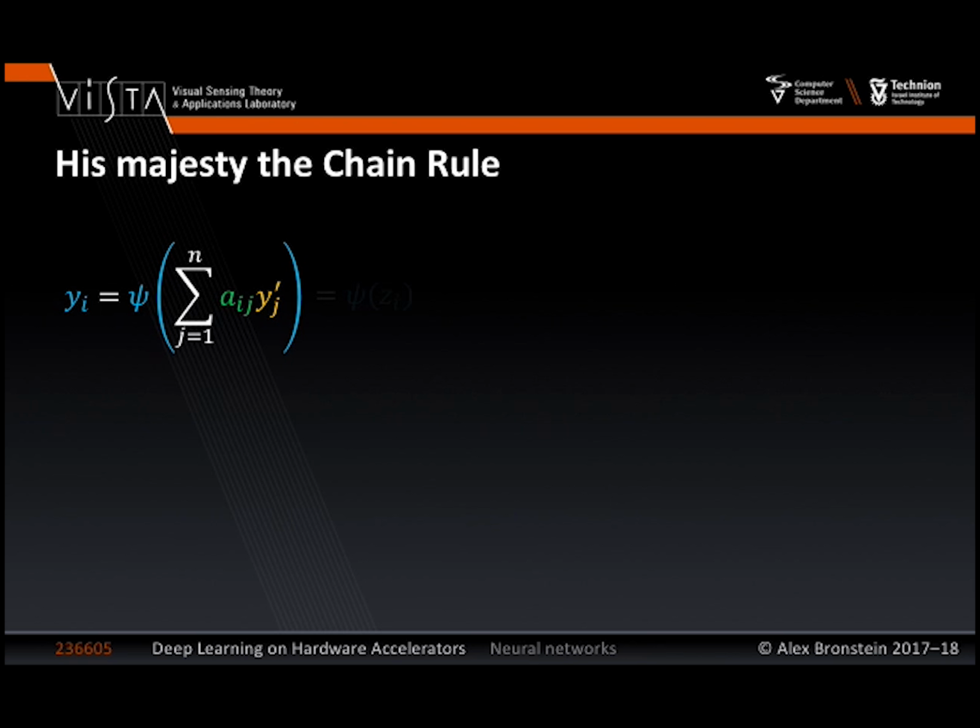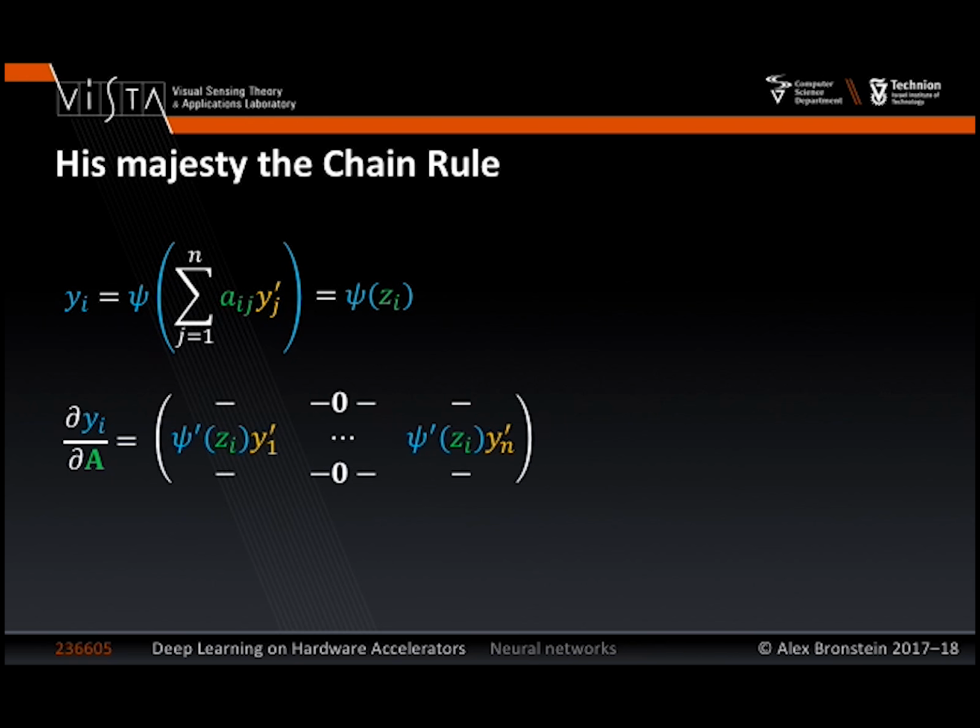Okay, so the derivative, obviously, I can write it like this. It will be psi of zi. I call this intermediate linear transformation result zi. I can now differentiate this with respect to the parameters of A like this, right? It will be the application of a chain rule, essentially.